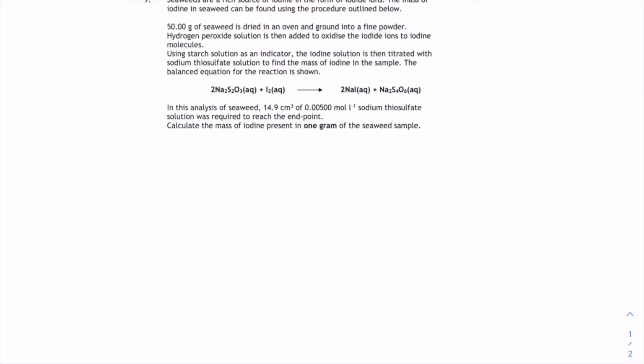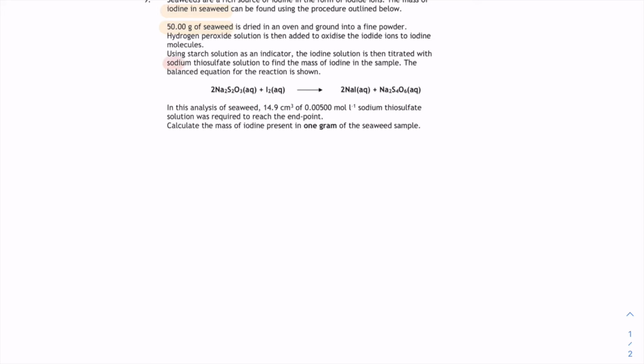So here's the question. You've got information about seaweed being a rich source of iodine in the form of iodine ions. So we can highlight that because we're interested in iodine in seaweed. You've got 50 grams of seaweed, it's dried in the oven, it's ground into a fine powder. It's telling you about hydrogen peroxide being able to oxidise things. Let's have a look as well.